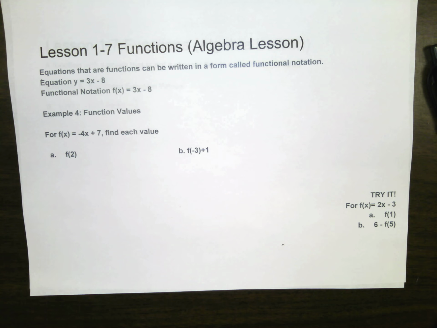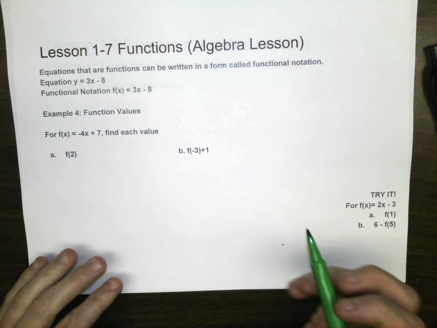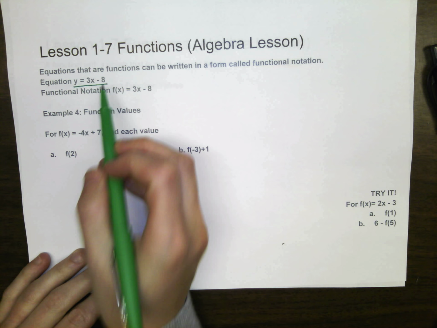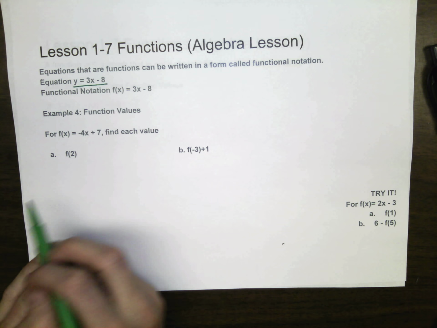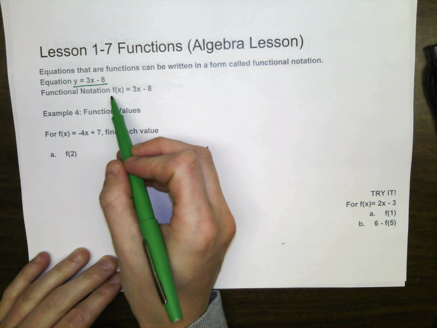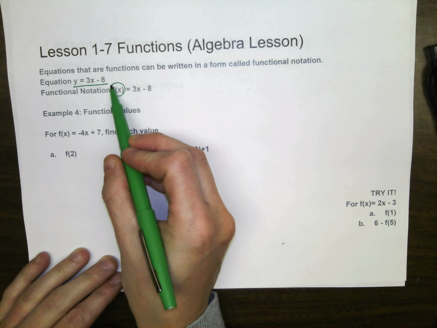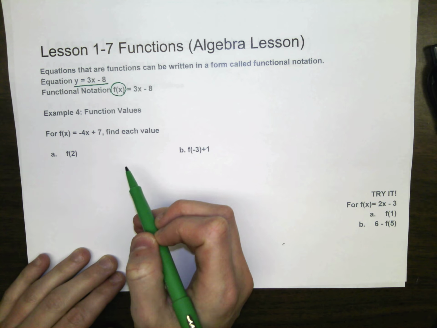So equations that are functions can be written in a form called functional notation. For example, if you were given the equation y equals 3x minus 8, we can simply write that in functional notation by substituting the y with f of x. So let's try it below.